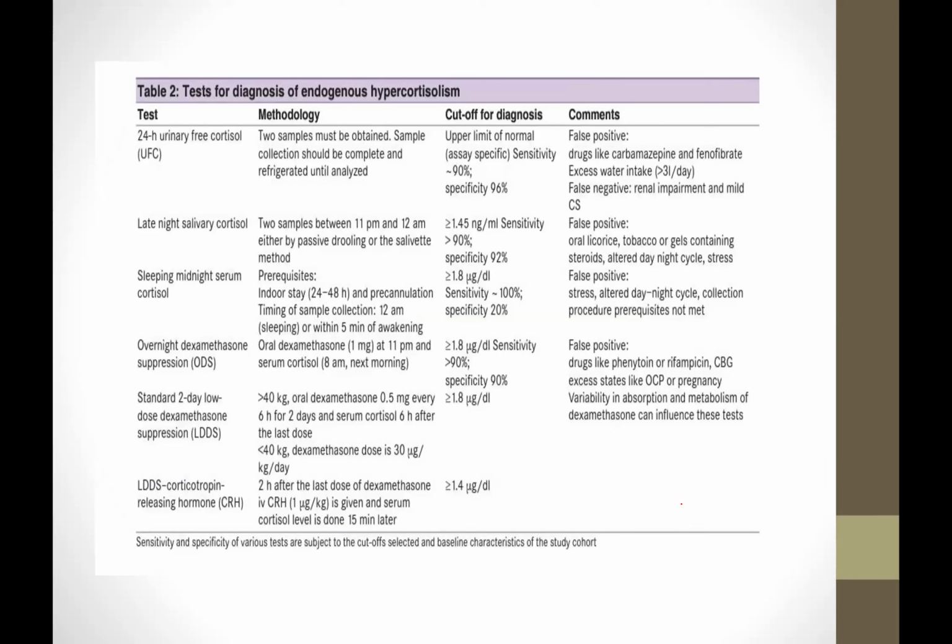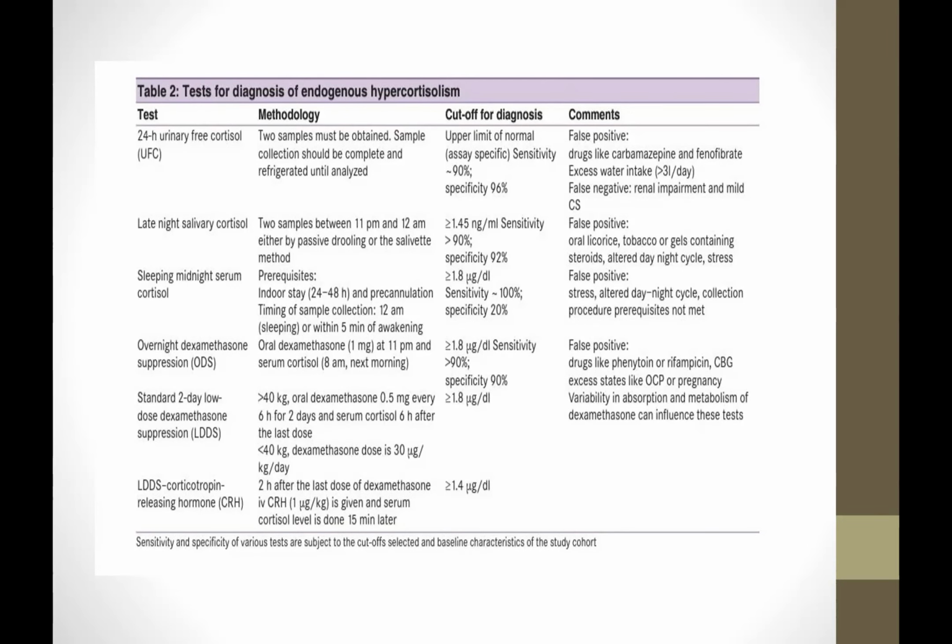Now he is describing here the various tests. How do you do those tests and how to apply those tests? You go ahead. Slowly I'll try to make it bigger. Here it summarizes all the tests with sensitivity. 24-hour urine-free cortisol: 2 samples must be obtained, and sample collection should be complete and refrigerated until analyzed. Cut off for the diagnosis is more than 3 times the upper limit of normal. Its sensitivity is 90% and specificity is 96%.